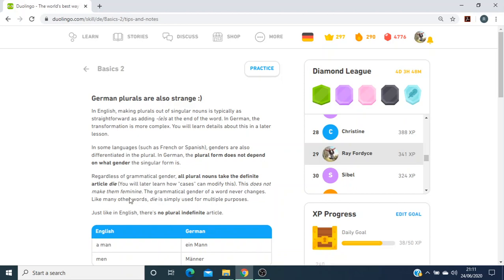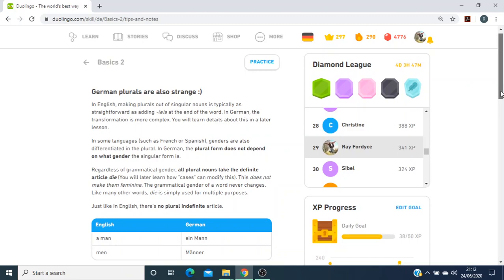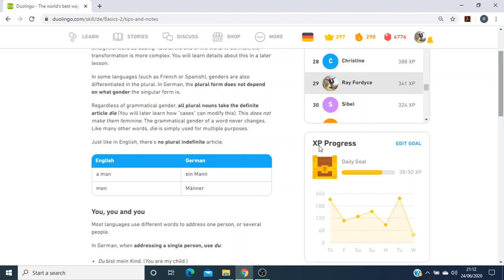This does not make them feminine. The grammatical gender of a word never changes. Like many other words, die is simply used for multiple purposes. Just like in English, there is no plural indefinite article. So you can say a man, ein Mann. You can't say a men. Well, you can say amen at the end of a prayer if you're religious, but that's a technicality. So men, Männer.